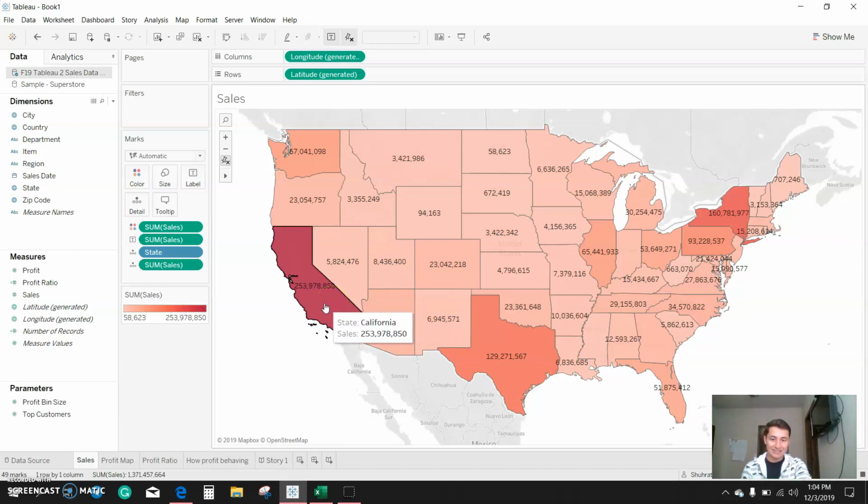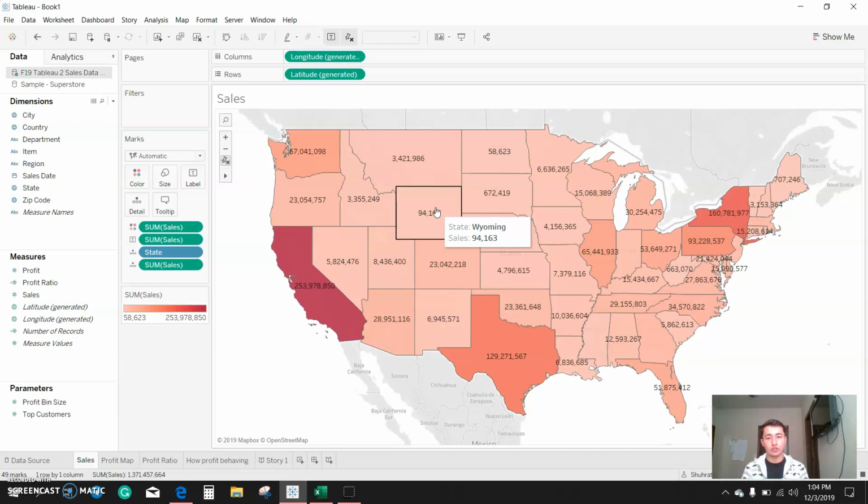We can clearly see that California is the darkest color they have. They're making almost 254 million in sales. On the other hand, there's a whole bunch of light colored states. Wyoming is doing 94,000 in sales. So I thought to myself, okay, we're doing good sales here and there.